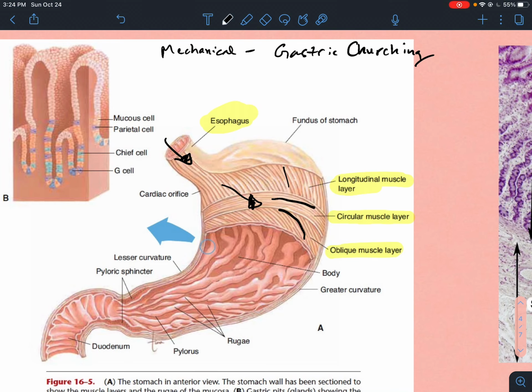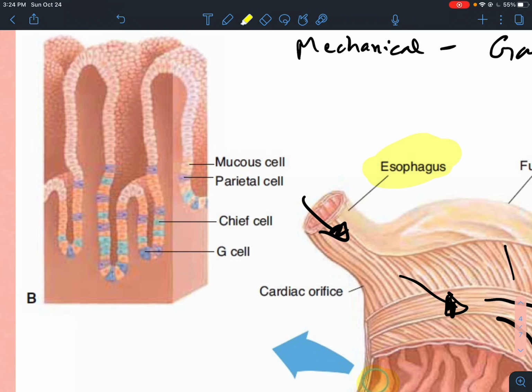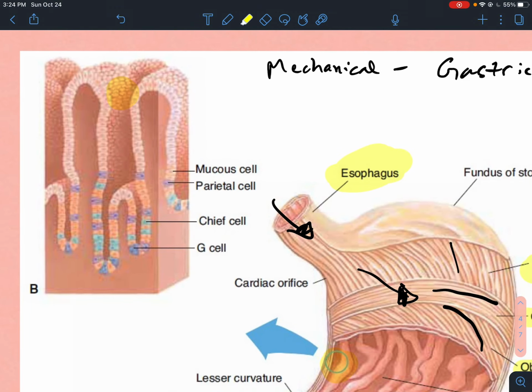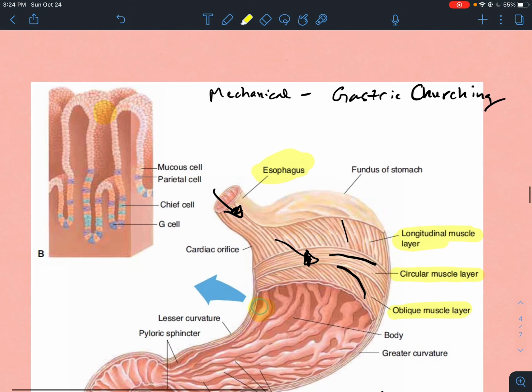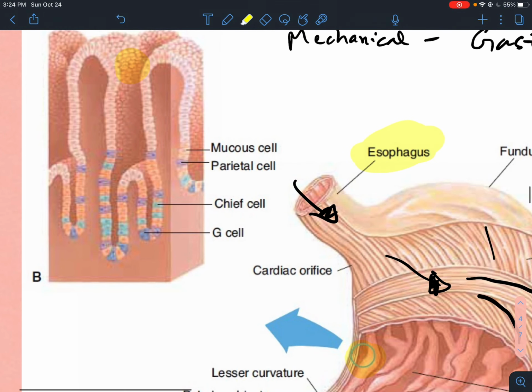But you also want to notice that the stomach is extremely folded, both macroscopically with those rugae, but also microscopically. If we take a little piece of that ruga and zoom into it under a microscope, we see that it is extremely folded with these gastric pits and these gastric secretory portions made up of different types of cells.